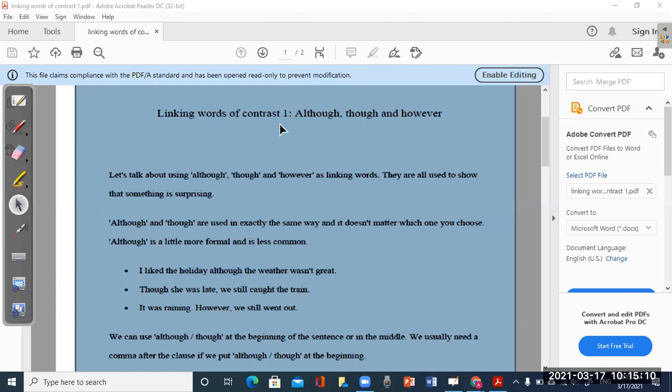Now, linking words of contrast 1. What are the linking words of contrast according to this activity? Although, though, however. Thank you. Now, if you look at them, which two of them are similar? They are used in the same way. Although and though. So these two are similar.